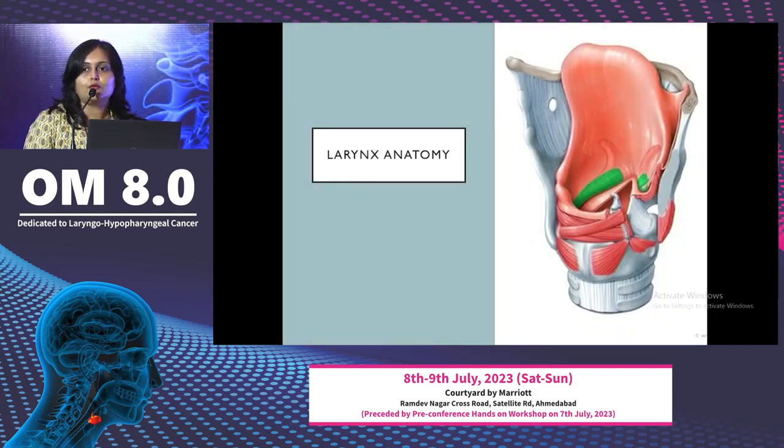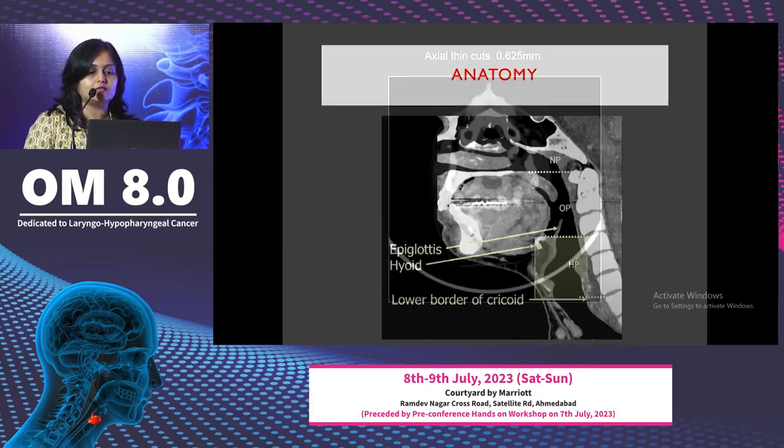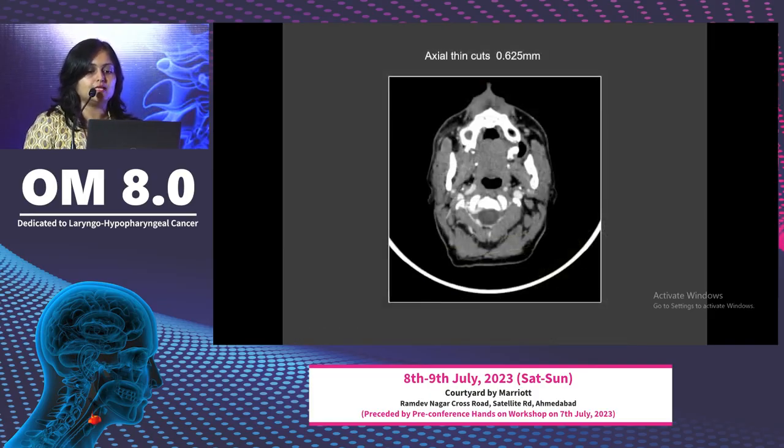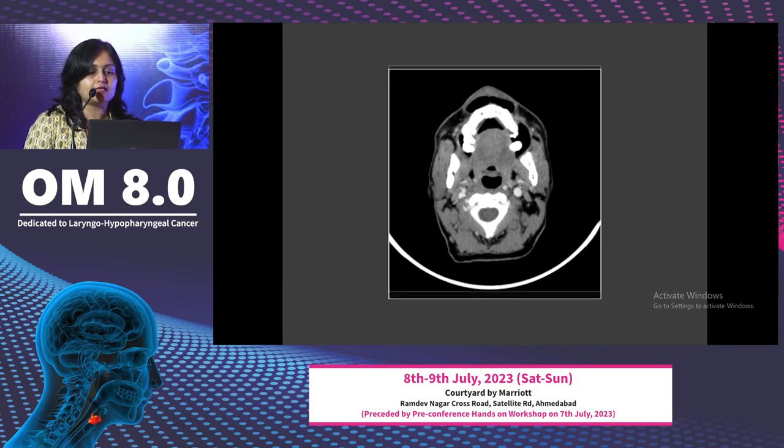Larynx anatomy has already been covered. This is the sagittal CT section where we can see the larynx and the hypopharynx. It starts at the level of the hyoid bone up to the cricoid cartilage, and it is a cartilaginous framework. This is the CT scan, axial post-contrast images. These are thin sections, and we will see the anatomy of the larynx and the hypopharynx.